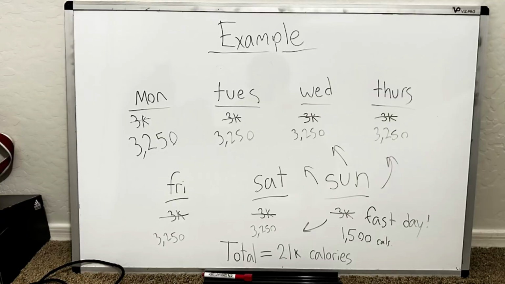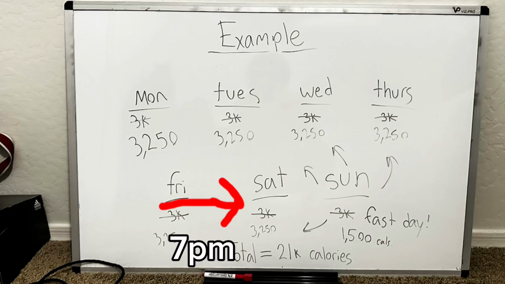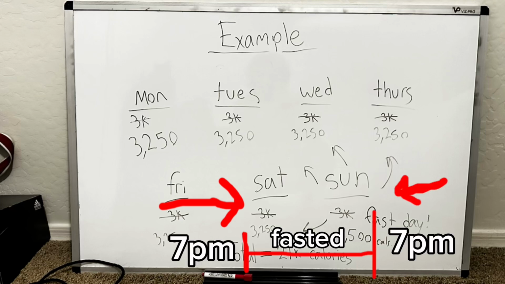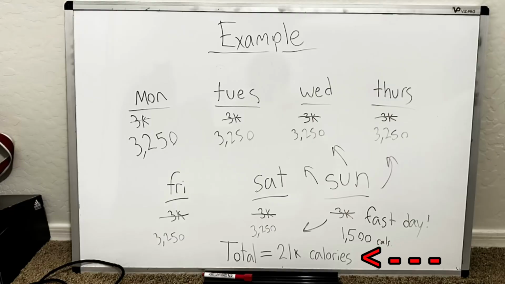You'd begin the 24-hour fast on Saturday night, let's say 7 p.m., and you wouldn't break the fast all the way until 7 p.m. Sunday. And so by the end of the week, the total is still 21,000 calories, and you got all the benefits of a fast.